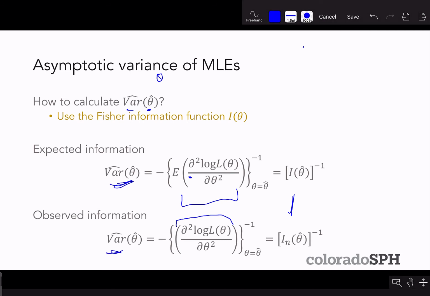And so one of the ways that I sort of remember this is that we call it the information because as n increases, the information increases, meaning what you know about theta increases. And the variance is just the inverse of the information. So as information increases and n is increasing, then the variance is decreasing.